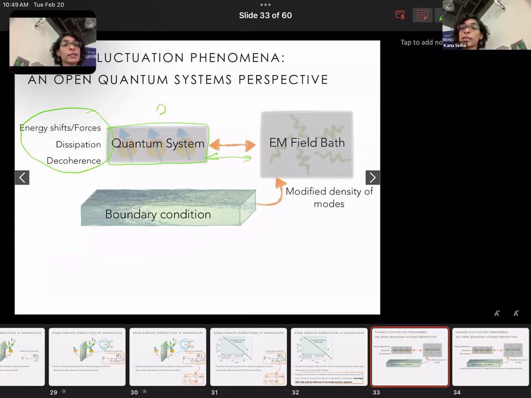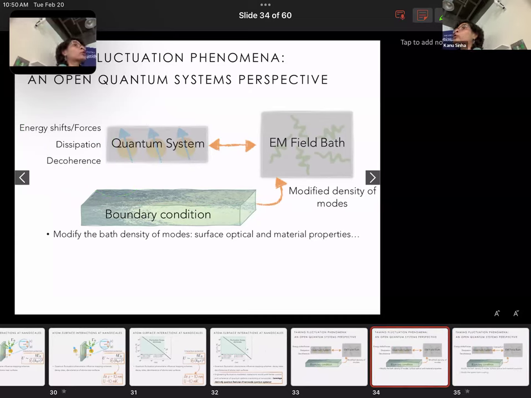So if you ascribe a density matrix to your system, rho S, you can derive a corresponding master equation, d rho over dt, which has some Hamiltonian part and a Liouvillian part, the Lindbladian part, wherein the Hamiltonian will correspond to your energy shifts and forces, and the dissipation and the coherence are derived from the dissipator. Yeah. That is what we would like to do.